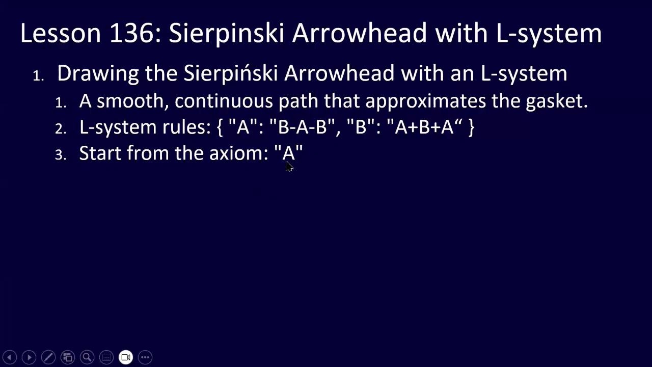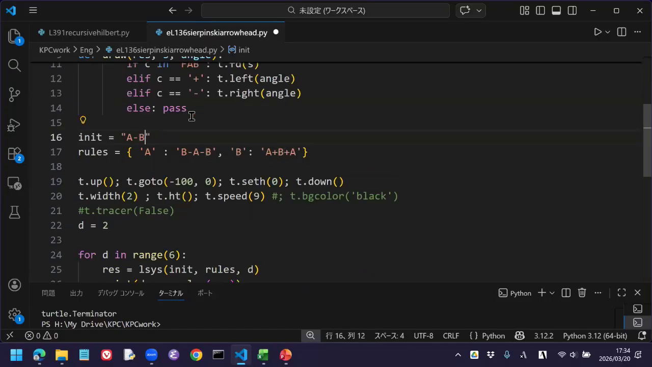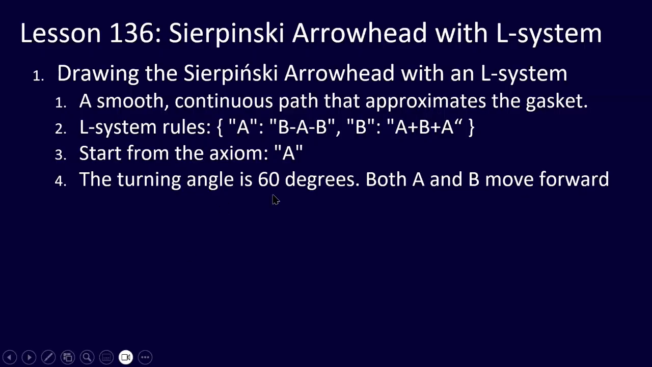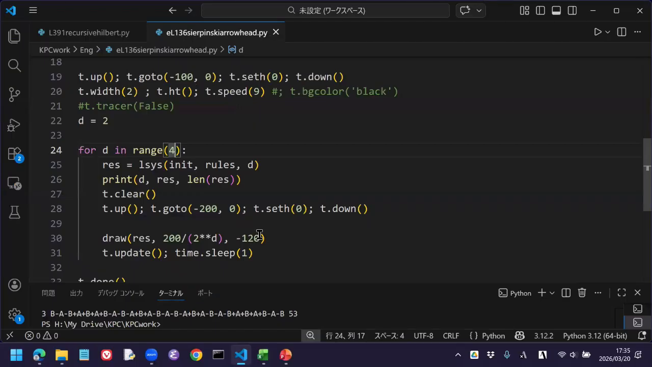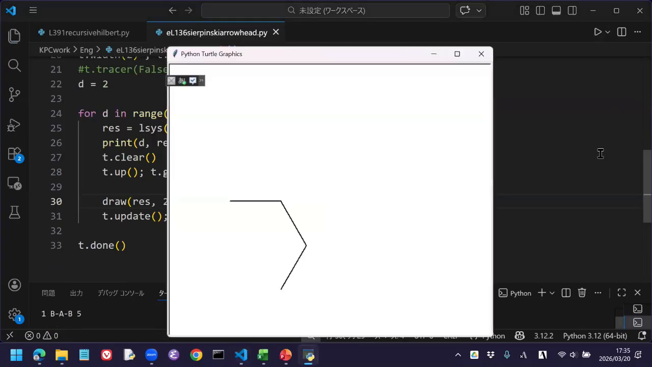Then the start. Let's check that the initial axiom is just A. This is fine. Good. And two rules like these. And lastly, the turning angle is 60 degrees instead of 120. So let's change that way and see how it looks. We change this to 60 and see. Let's see how it looks, one by one. 0, 1, 2, 3.